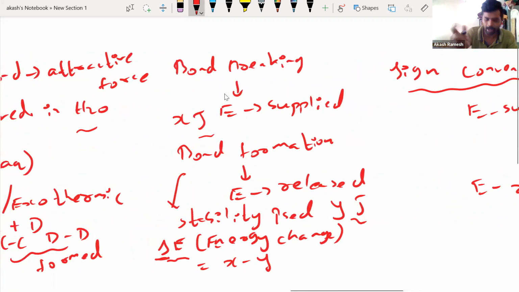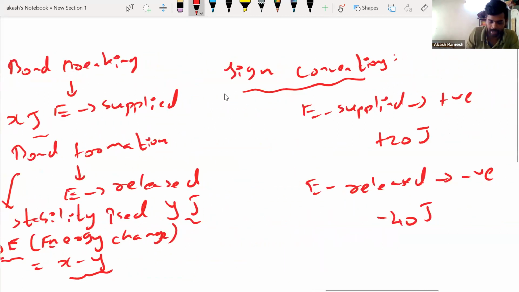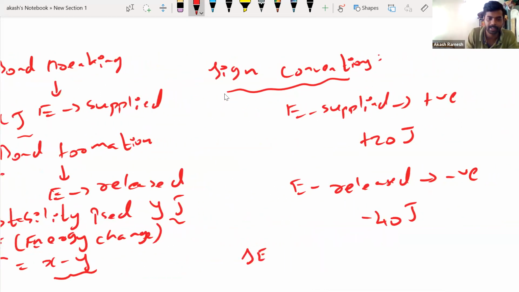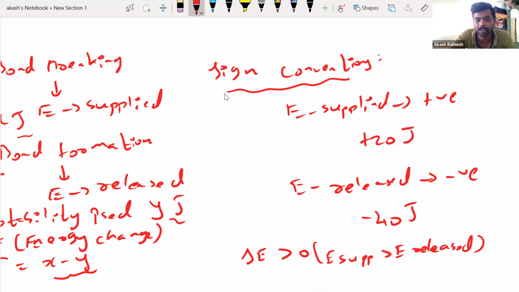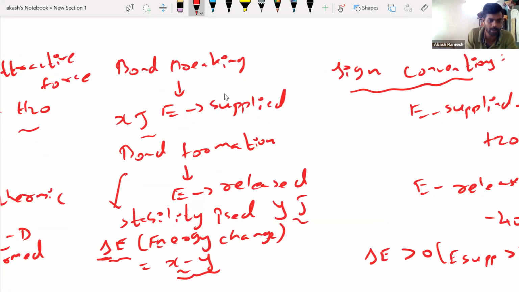Now, what I'm trying to tell you is you have to look into the difference in energy supplied and energy released. And if you find that the delta E is greater than 0, what do you mean by this? Delta E greater than 0 means the energy supplied is greater than the energy released. This makes sense, right? Obviously, if X is greater than Y, then your delta E will be a positive value.